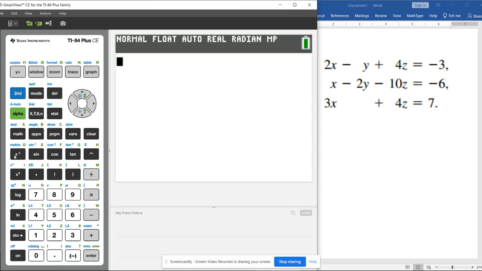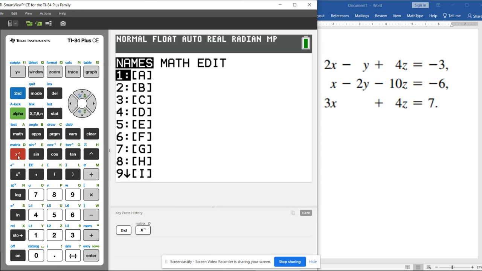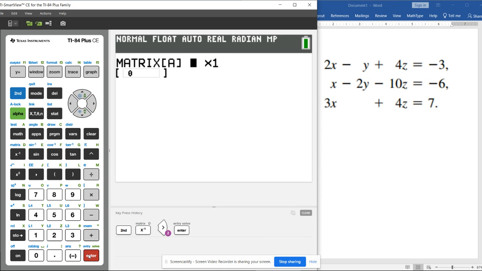When we look at matrix math, over the X to the -1 button on the left, you see where it says matrix. So I'm going to hit second and then that matrix button. Now these are all just the names of the matrices listed here. What I want to do is choose to edit, and you can edit any one. I'm just going to edit matrix A.